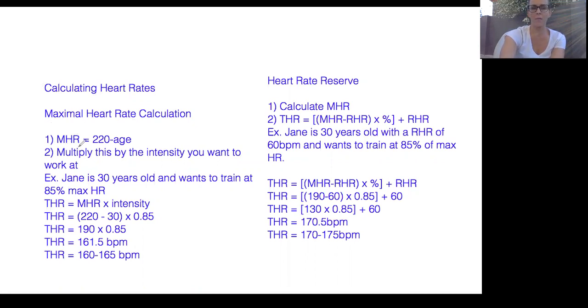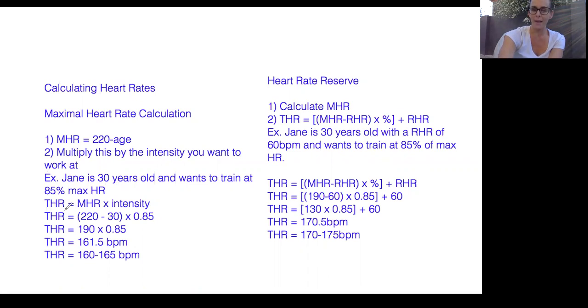So maximal heart rate equals 220 minus your age. That's pretty much the heart of the calculation. So long as you know your age, you're going to be right. So you basically go 220 minus your age, and then the second part to it is that you just multiply this number by the intensity that you want to work at. Jane, as an example, Jane is 30 years old and wants to train at 85% of her maximal heart rate.